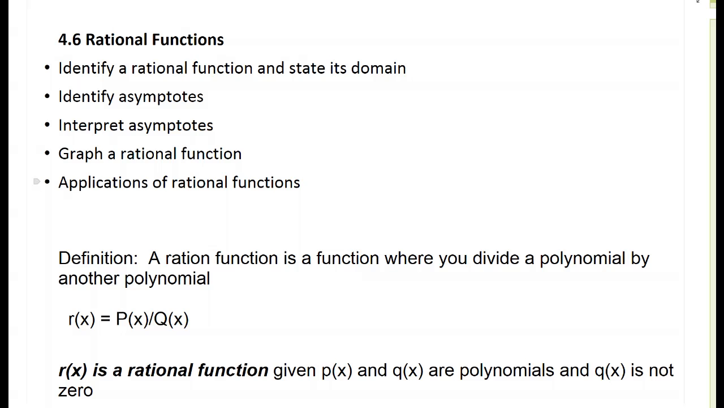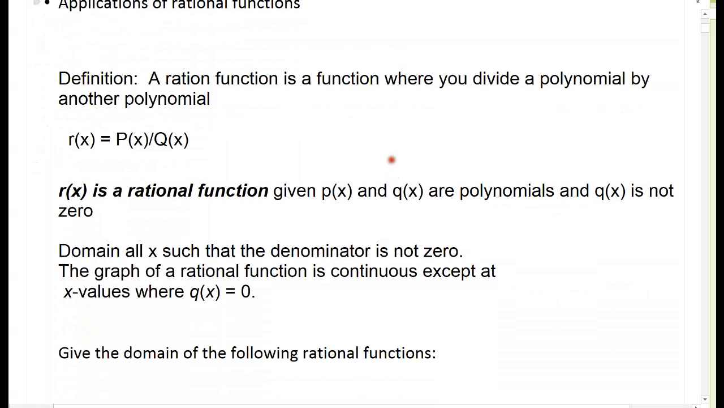Rational function, what is a rational function? How to find its domain. Identify the asymptotes and interpret the asymptotes of rational functions. Graph them. And look at different types of rational equations.